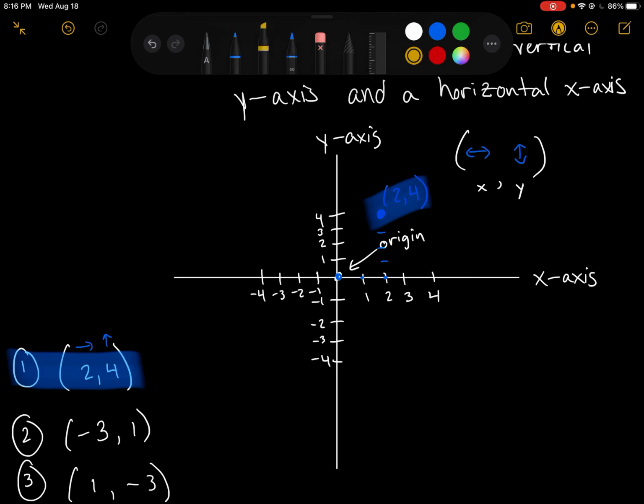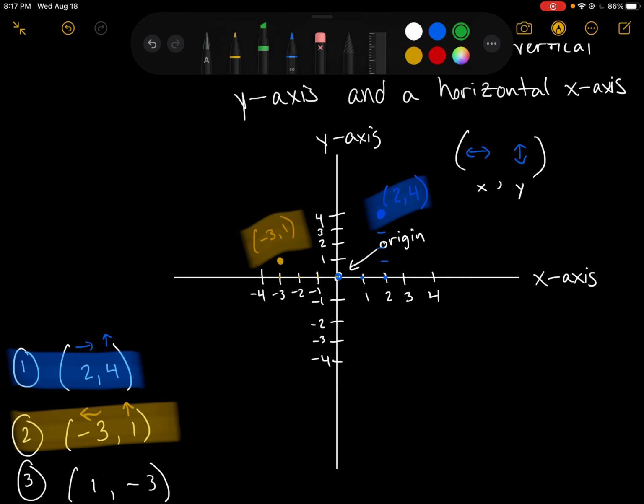Next, we'll do it in yellow. -3, comma 1. Let's write down, I like to call them our GPS directions here. So GPS directions is telling us we're going 3 left because it's a negative value, and then 1 up. So 1, 2, 3 to the left, 1 up, -3, comma 1.